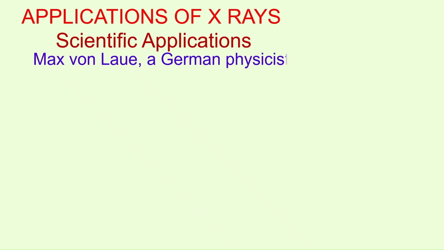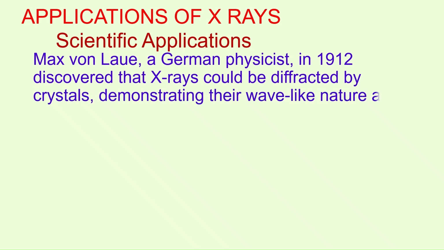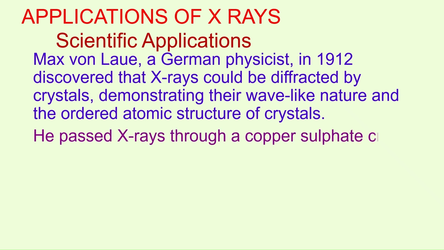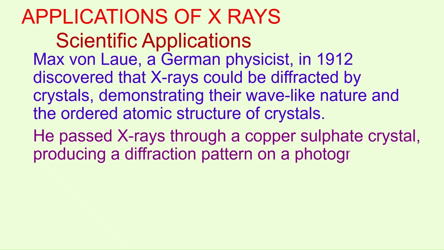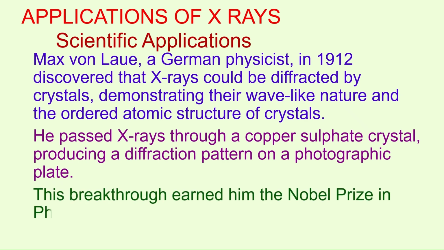Max von Laue, a German physicist, in 1912, discovered that X-rays could be diffracted by crystals, demonstrating their wave-like nature and the ordered atomic structure of crystals. He passed X-rays through a copper sulfate crystal, producing a diffraction pattern on a photographic plate. This breakthrough earned him the Nobel Prize in Physics in 1914.